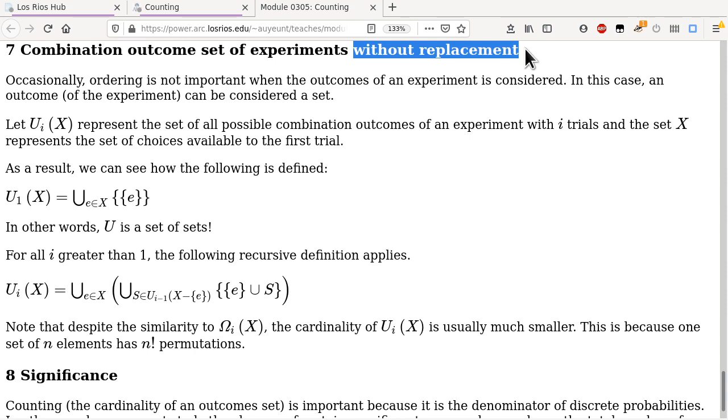It's just like in Lotto. Consider Lotto. Lotto is a very good example of an experiment that is without replacement, and we only care about the combination.